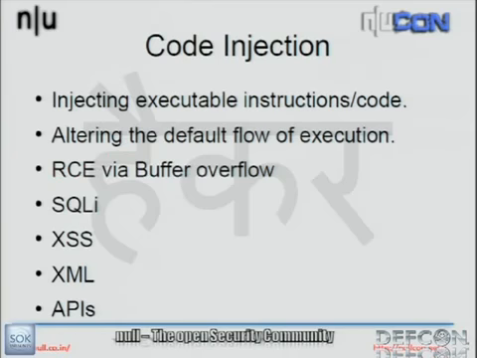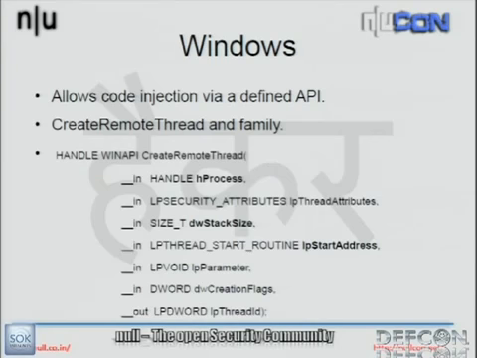Okay, so most of you are already aware of different code injection techniques. You can do remote code execution via buffer overflows, or you can do SQL injection. I'm not going to talk about it because everybody knows about it. So my interest area is the last, that is the APIs that are provided by the operating systems. So Windows already has an API where all you need to do is just call this function and it'll do the needful, whatever you want to do.